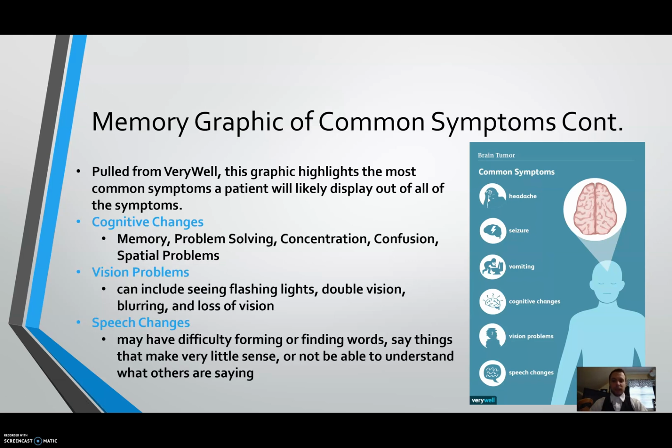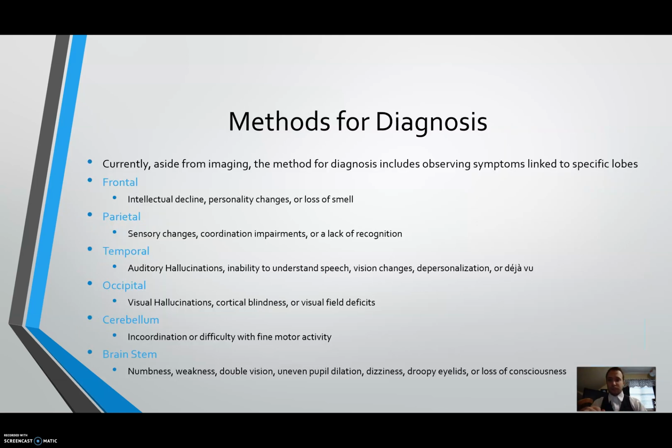Cognitive changes, such as memory, problem solving, concentration, confusion, or spatial problems. Vision problems, such as seeing a flashing light in a room where there's not any light produced at all. Double vision or diplopia, blurring or loss of vision entirely. And for speech changes, they may have difficulty forming or finding words. They say things that make little or no sense, and they're hard to understand. And it's hard for them to understand what others are saying.